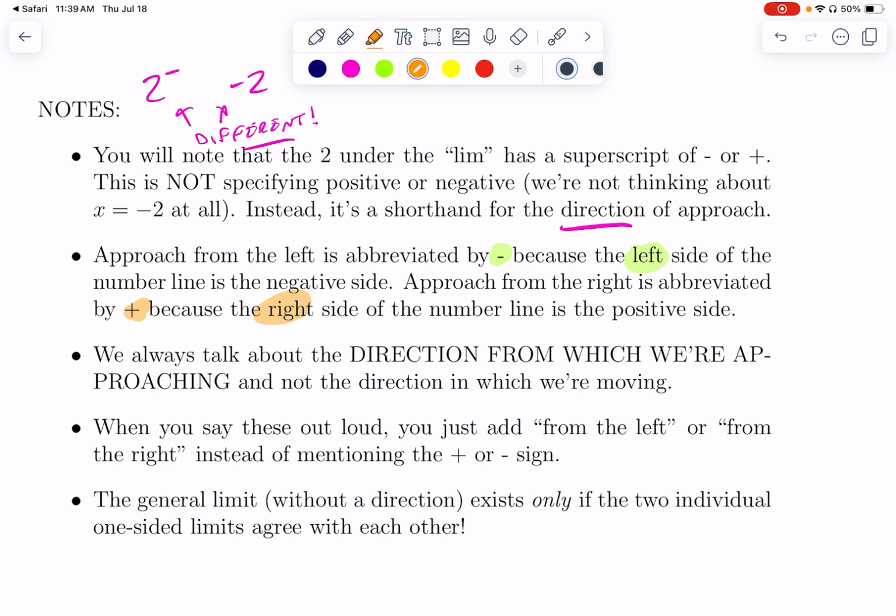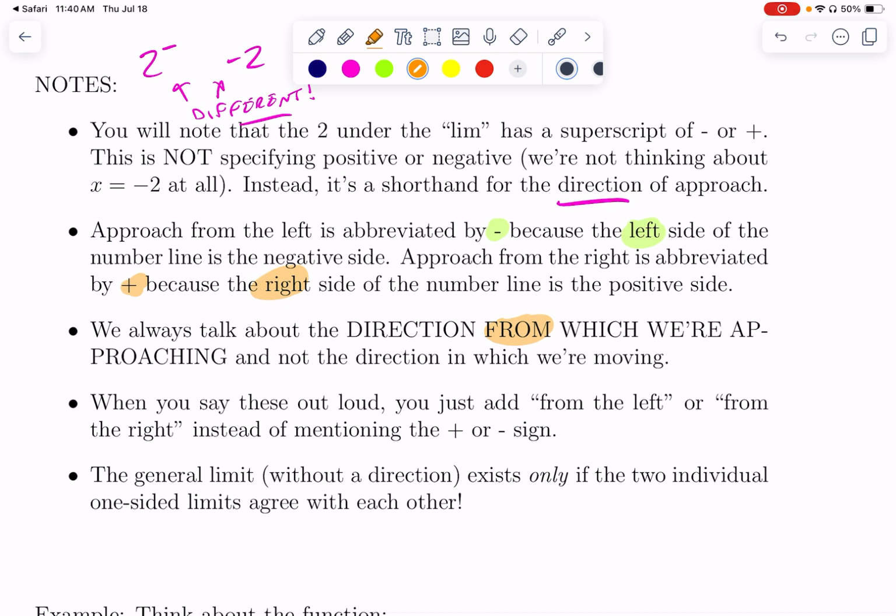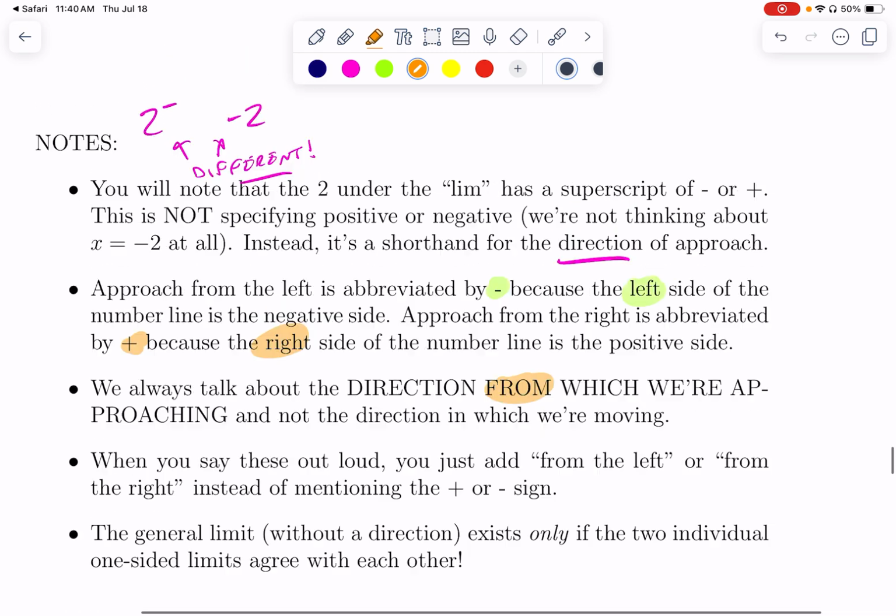As I mentioned, we always talk about the direction from which we're approaching. Always just talk about from the left, from the right. Don't talk about the direction you're moving, talk about the direction you're coming from. When we say these out loud, we just say the phrase from the left or from the right.